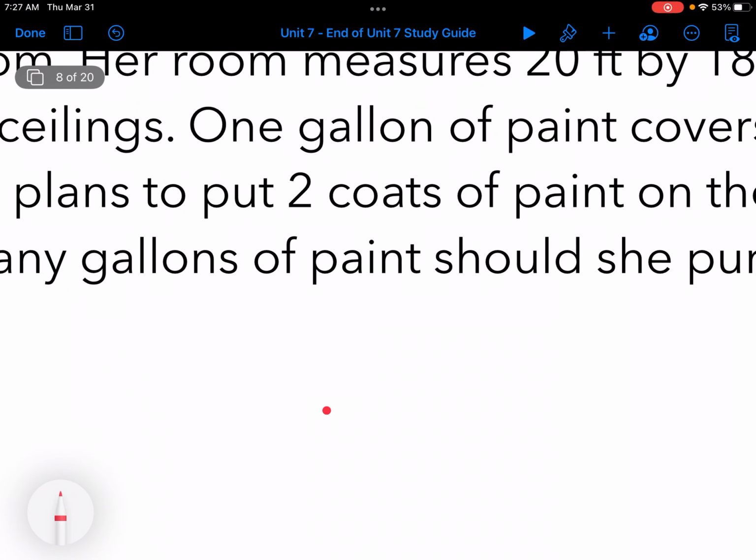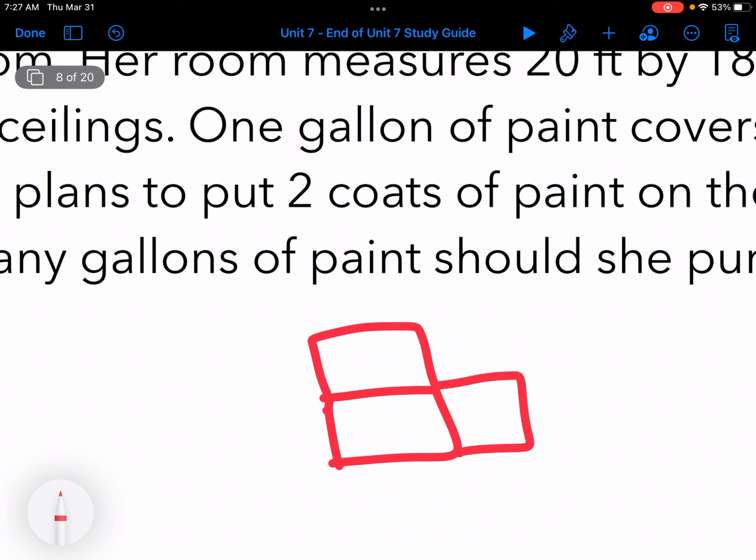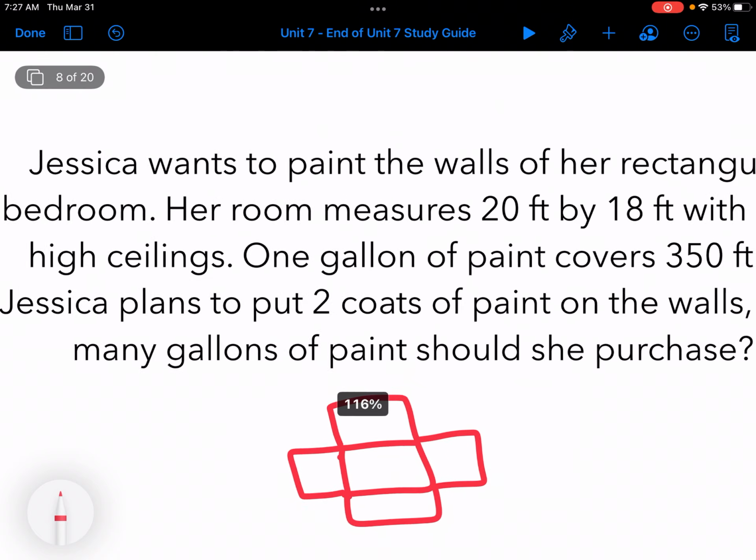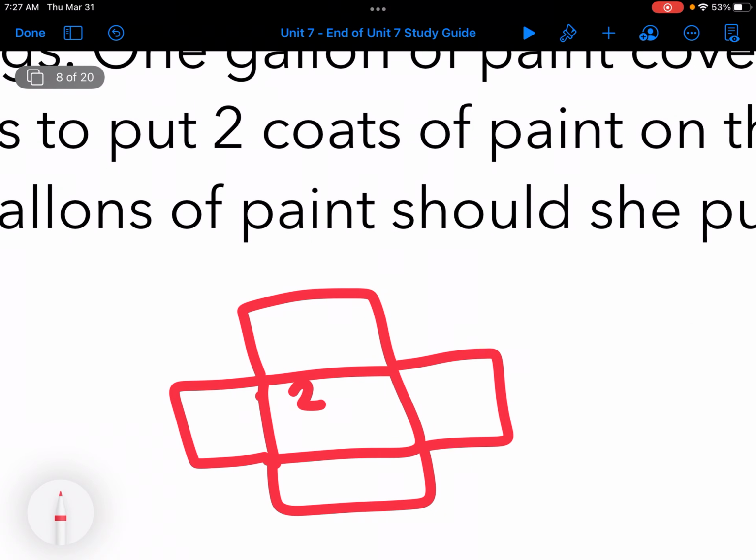Well, she's not going to paint the floor, and she's not going to paint the ceiling. So I'm going to label all my parts, so that's 20 by 18. And then she said 10-foot high ceilings.